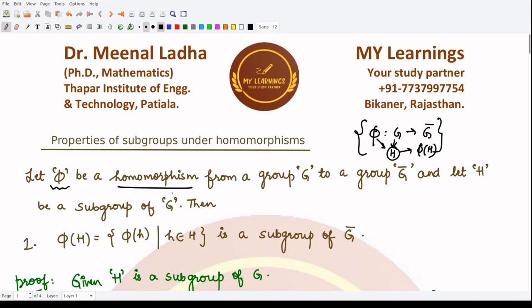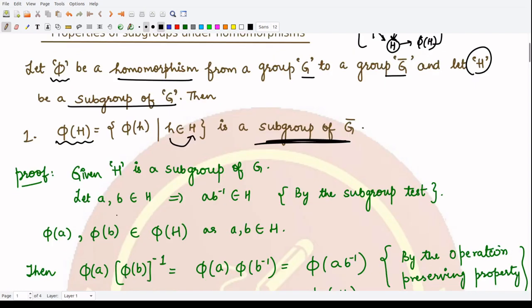If phi is a homomorphism from the group G to G bar and H is some subgroup of G, then the first property tells us that the image of this subgroup H is also a subgroup of G bar, correct? So what is the image? It consists of all the members phi of h such that h is a member of the subgroup capital H. It is already known to us that H is a subgroup of G. We have to prove that phi of H is also a subgroup.